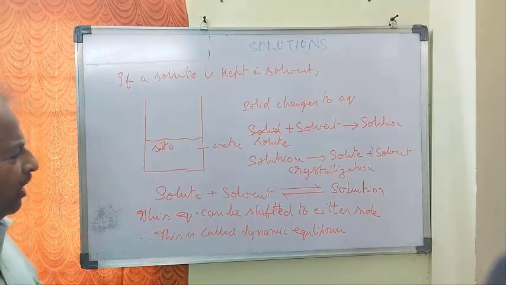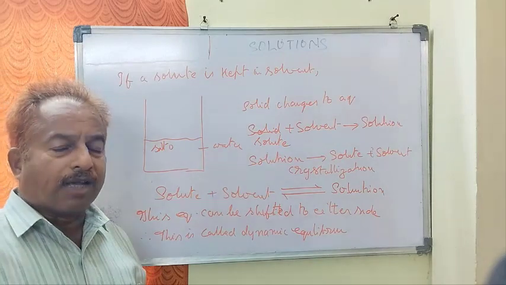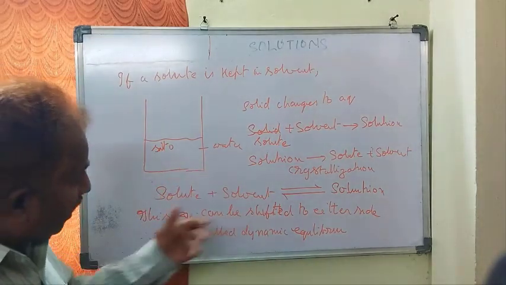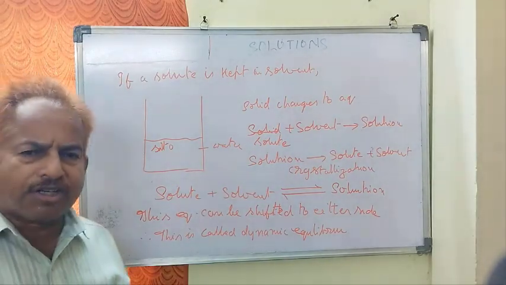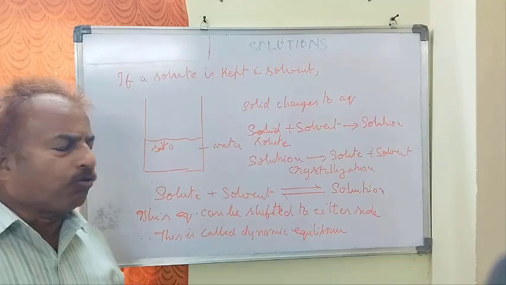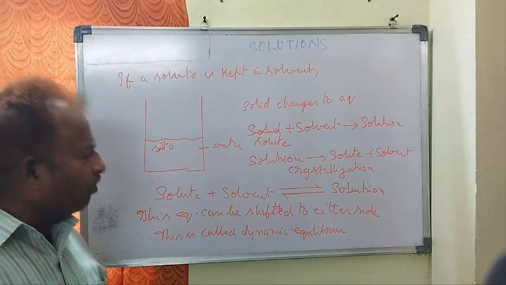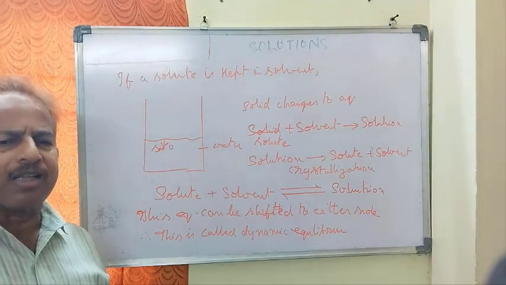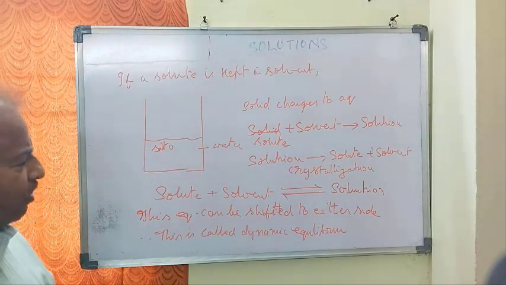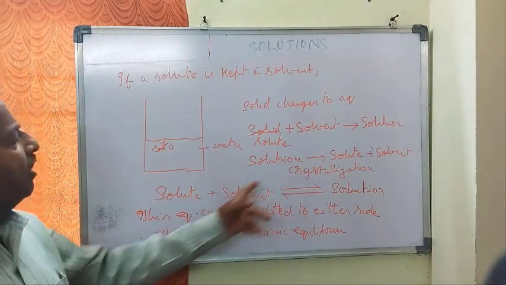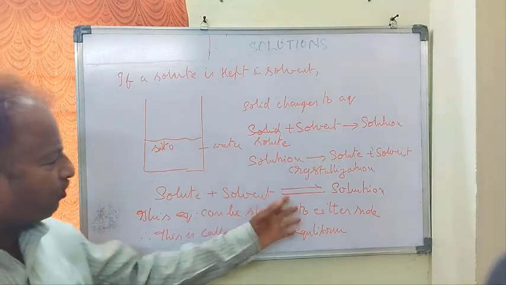That means that in a fixed amount of solvent, a fixed amount of solute is dissolved, and in such a case the solution is referred to as a saturated solution. Saturated solution means a solution in which no more solute can be dissolved. Even if we add more solute into the solution, it does not dissolve. It appears that it does not dissolve, but actually solubility takes place, and of course crystallization takes place. Continuously these two processes take place.